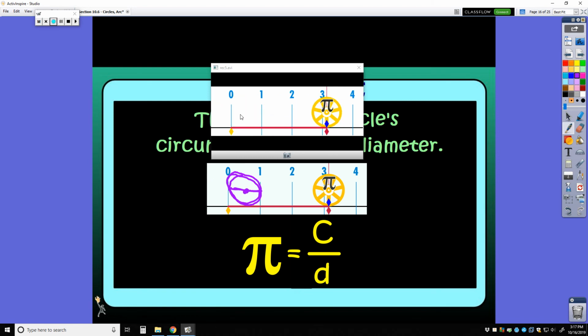So what's cool is when you have a circle and you want to know how many diameters it would take to wrap around the whole circle, it takes approximately 3.14 diameters to make up the whole circumference.